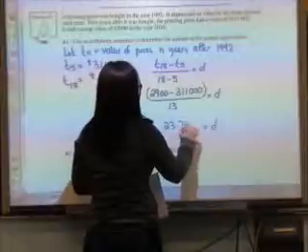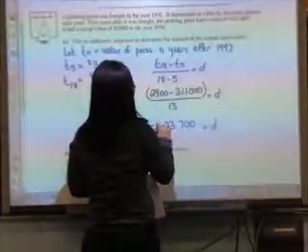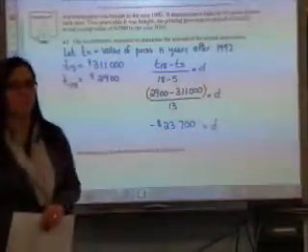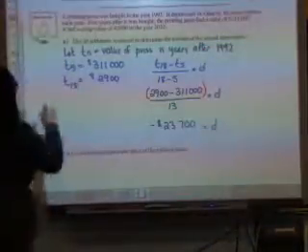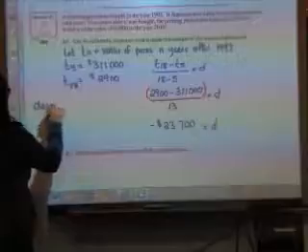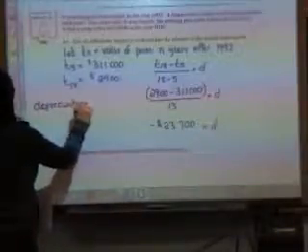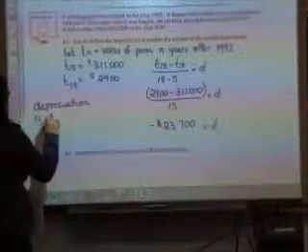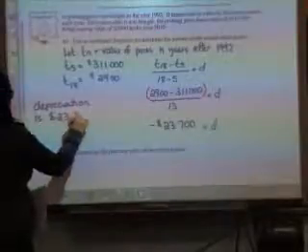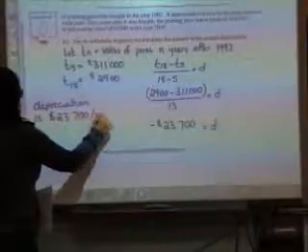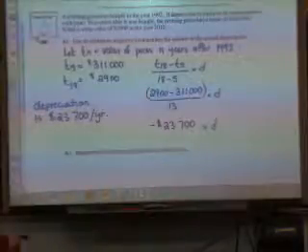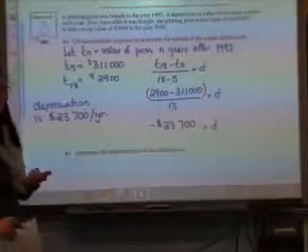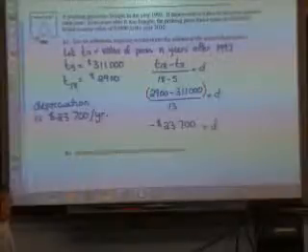Negative. What does the negative mean? It doesn't just mean it decreases. It's decreasing. So the depreciation is $23,700 per year. Because I use the word depreciation, I don't need to put the negative sign in front of it. The depreciation implies the negative.